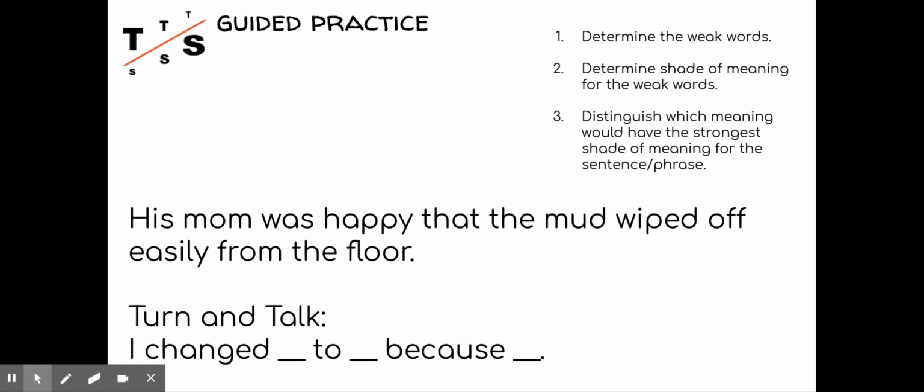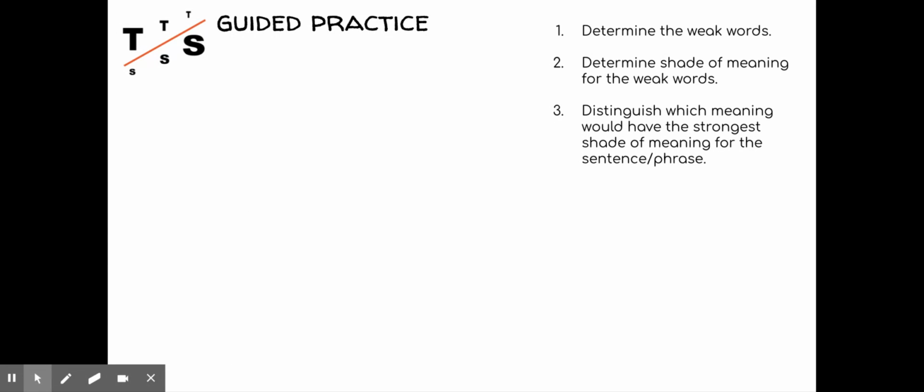So if you want to turn and talk and discuss, I changed happy to relieved because relieved would describe his mom's expression, and I could picture it in my face, the relief that she felt.